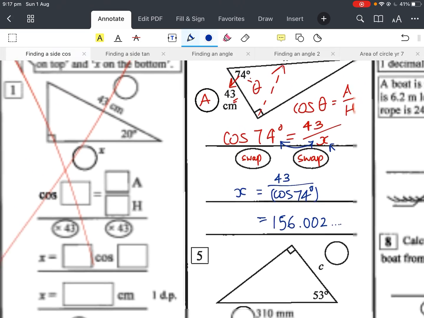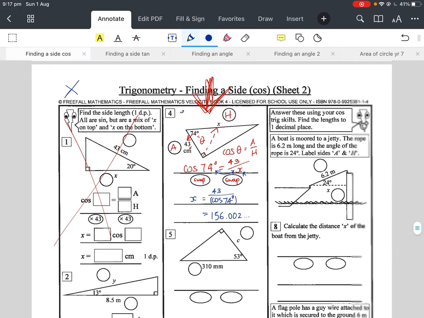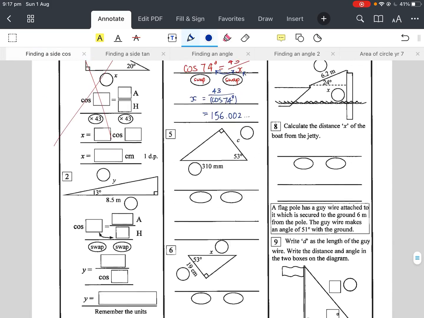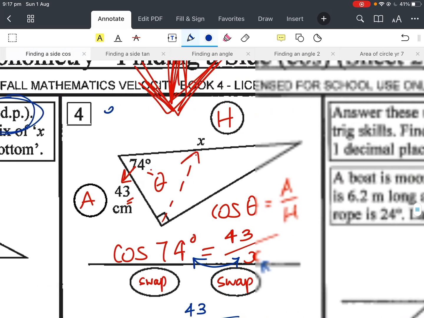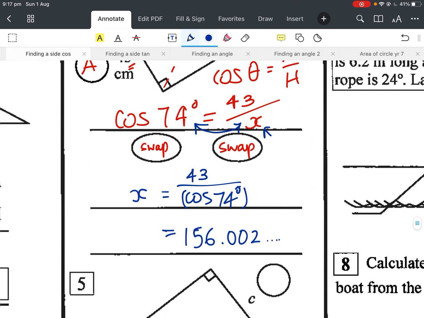156.002... And the question, what do they want us to do to the nearest? Does it say? Up the top, I think. 1 decimal place. So that's what I'm going to do it to. Sorry about that, a bit fast. So to 1 decimal place, my final answer becomes 156.0. Because I get rid of those. I look at that second 0, which means I don't really round anything up. This is in centimetres, so write your answer in centimetres.